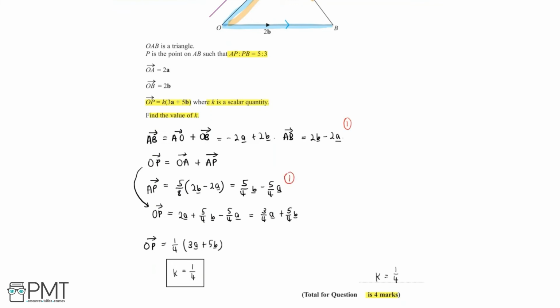We get the third mark for a complete process to find the value of vector OP, which we said was equal to 3 over 4A plus 5 over 4B. And the fourth and final mark is for factorising 1 over 4 out of the vector OP, and we said that the vector OP is equal to 1 over 4 multiplied by 3A plus 5B, and so we found that the value of K is equal to 1 over 4, allowing us to get the full 4 marks needed in this question.